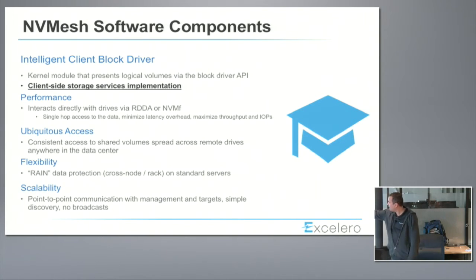As mentioned before, the client side is where all the storage services are implemented. And that's another key to enable convergence. If you're going to implement the storage services on the target side, you're going to need some CPU. If you're taking CPU, you can't work well in a converged mode because applications and storage will conflict with each other. How do we interact with the drives?